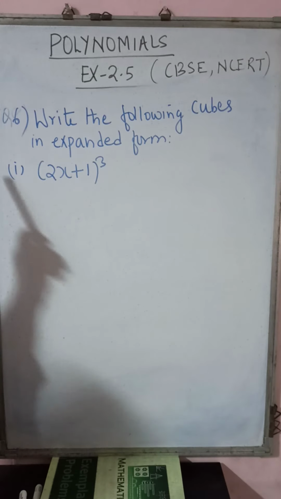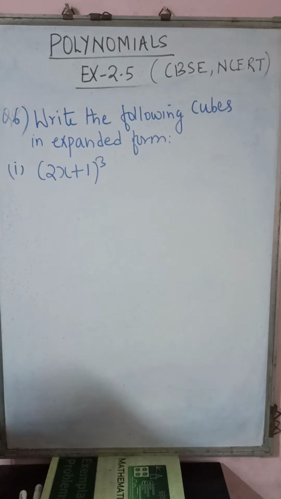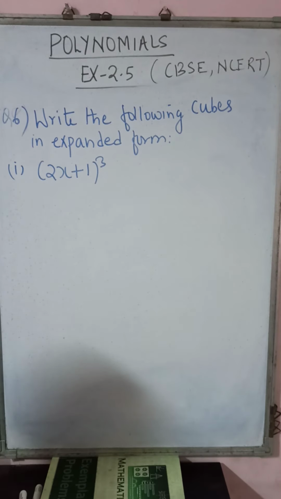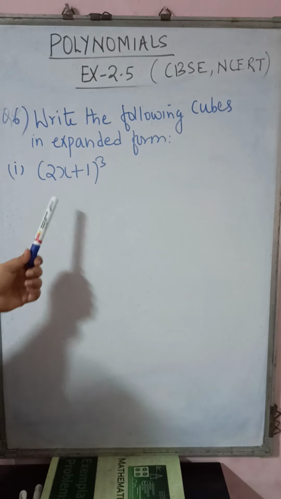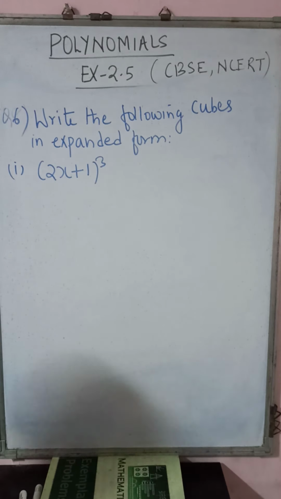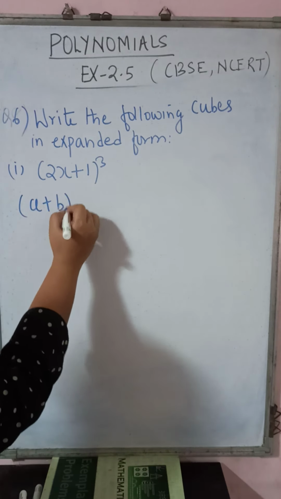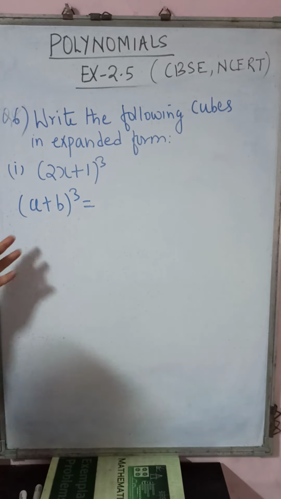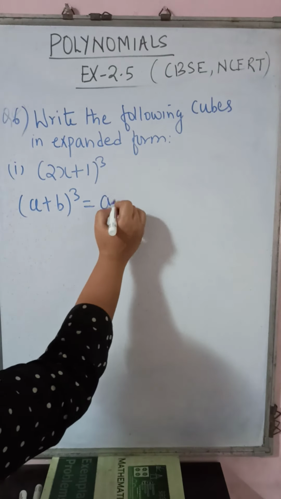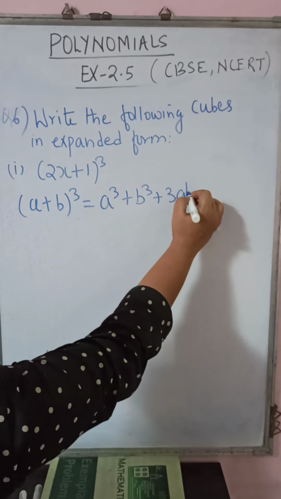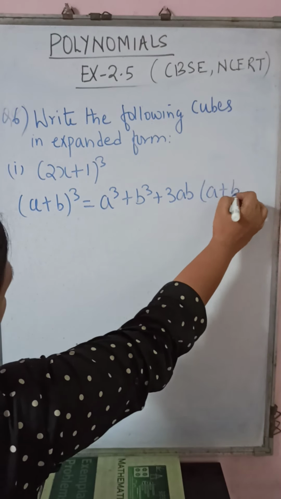We are going to do question number 6, exercise 2.5. The question is, write the following cubes in expanded form. We are going to use this identity to solve this question. (a + b)³ = a³ + b³ + 3ab(a + b).